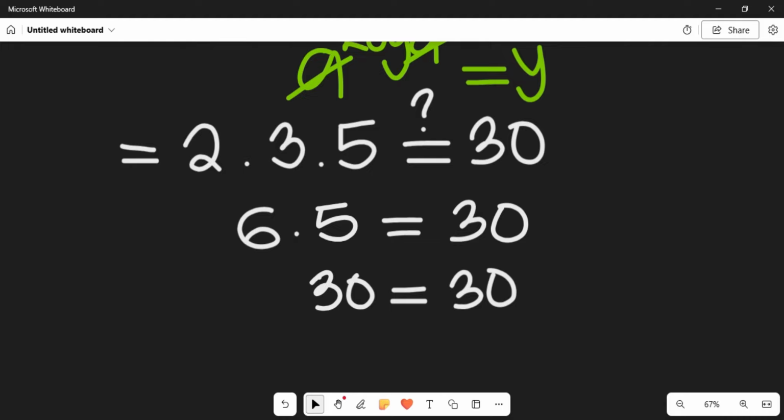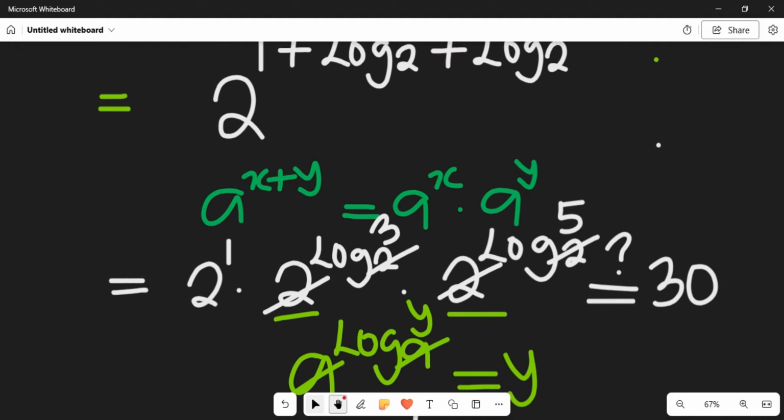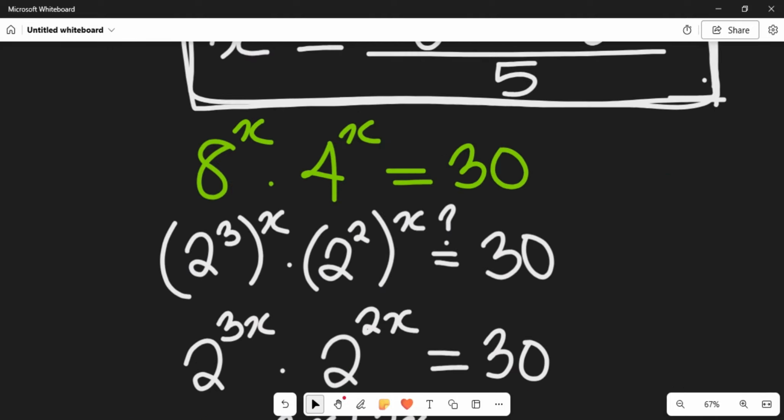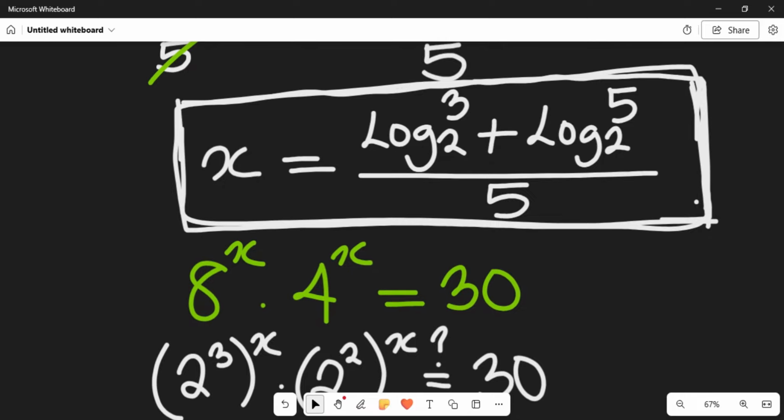So what does that show us? That if the left hand side is equal to the right hand side, it simply tells us that this math expression we have there is absolutely correct. x equal to log of 3 base 2 plus log of 5 base 2, divided by 5, is the absolute solution to that math problem.